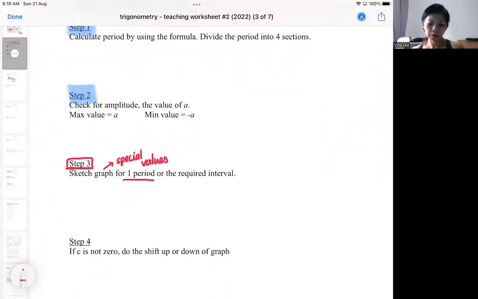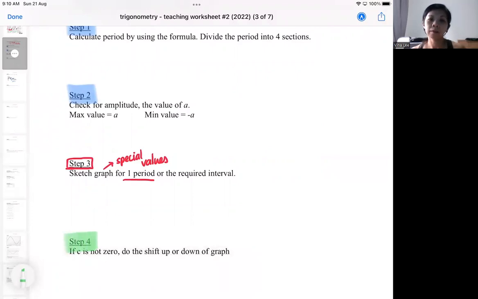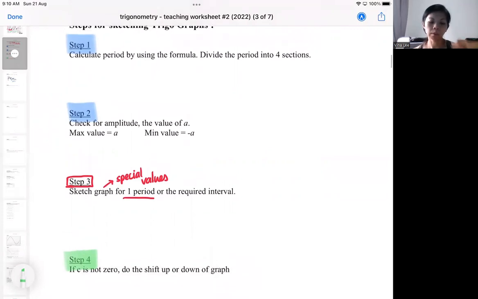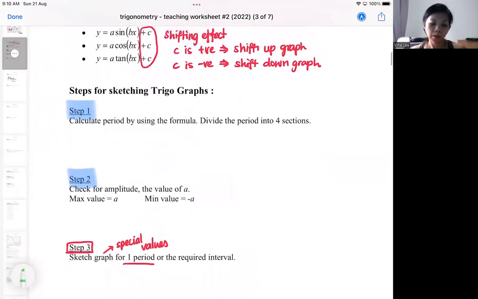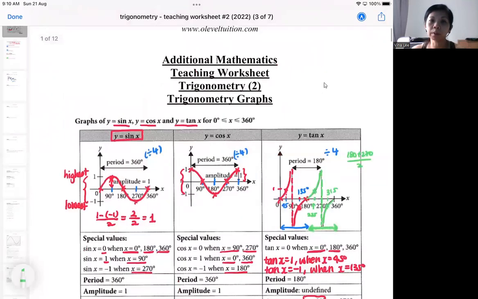Okay, then eventually after you draw, you decide whether you need to shift or not. So it's after the third step that you do the shifting. If you try to do the shifting beforehand, some of you might draw the wrong graph even without knowing it. Okay, so these will be the 4 steps: period, amplitude, special values, and then the shifting. So have a generic idea first before I show you some numerical examples.